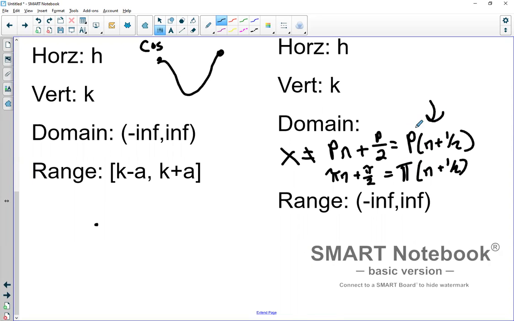Sometimes I think most people find this one easier because the P is only in one place. This is always the same, actually. So the P is only in one place.